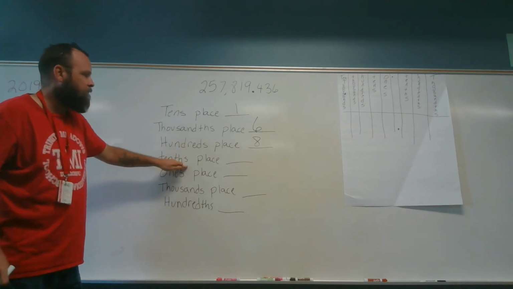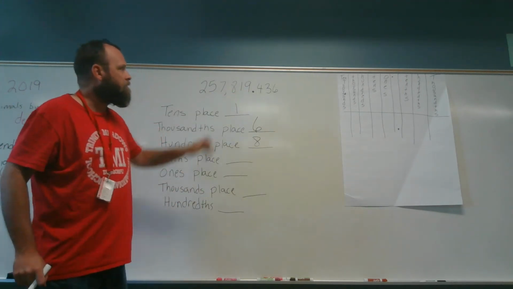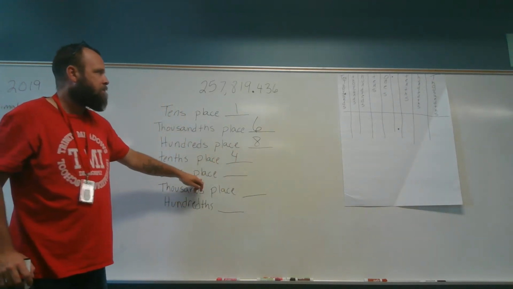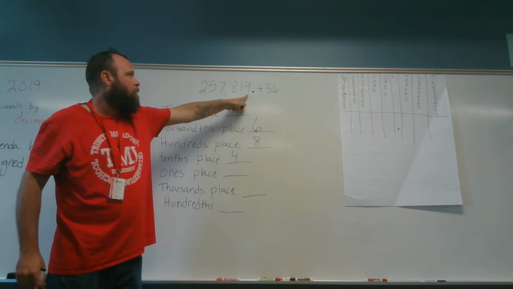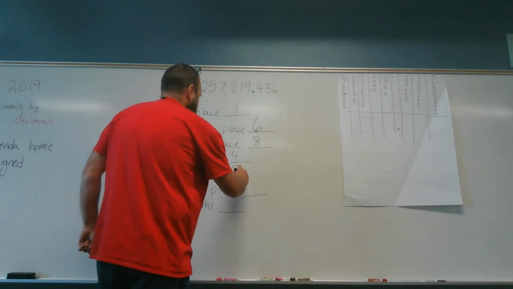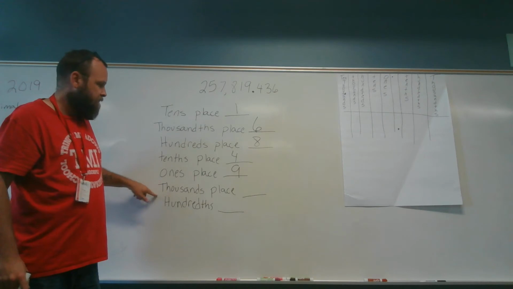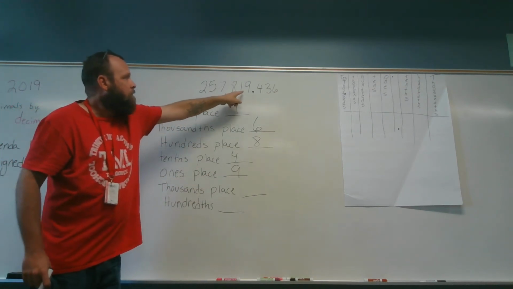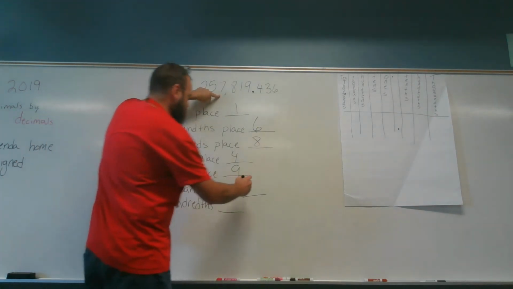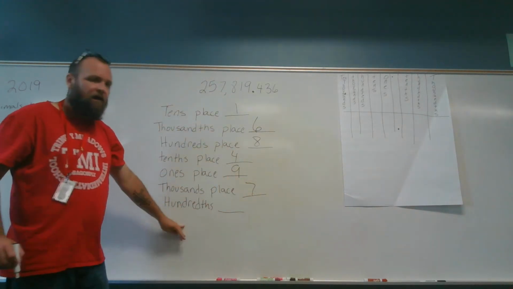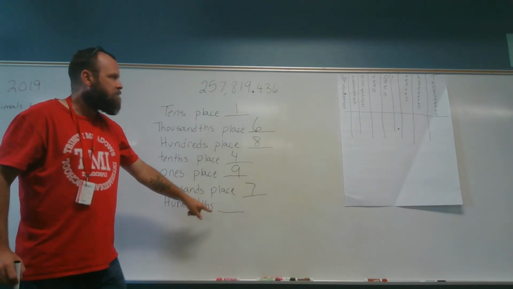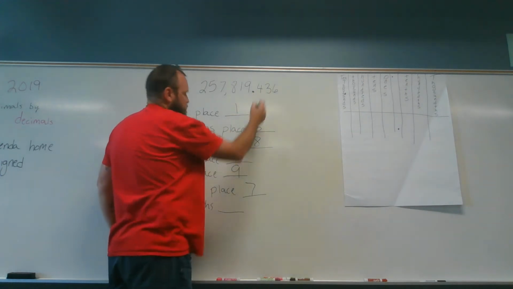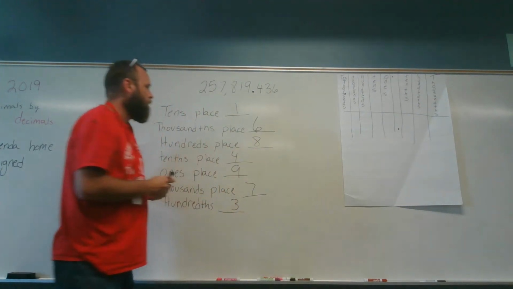Tenths place ends in THS, 1 place behind the decimal point, so I have the number 4. The ones place is directly in front of the decimal point, so I have the number 9. The thousands place doesn't end in THS, that tells me it's going to be in front of the decimal point. Ones, tens, hundreds, thousands, I have a 7. And the hundredths place ends in THS, so I look behind the decimal point. It's 2 places behind the decimal point, 1, 2, so that is my 3.